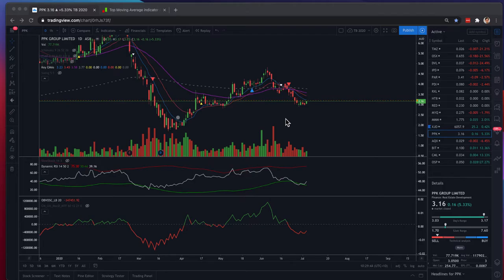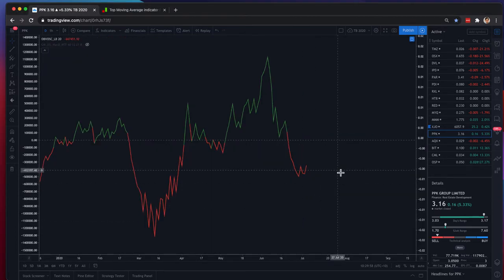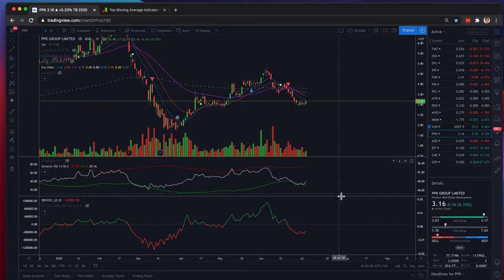Everyone, and the next favorite indicator that I have for TradingView, after the key EMA indicator linked down in the description, would be the OBV indicator by Lazy Boy. Now, what I'm referring to is this indicator here. OBV stands for on balance volume, and put simply, if this line is green, then the stock is usually in an uptrend. It's got more buyers than it has sellers.